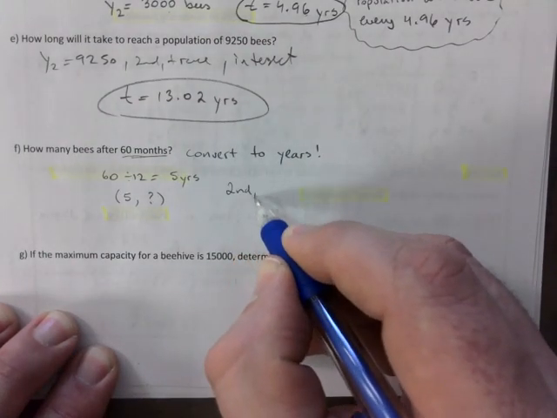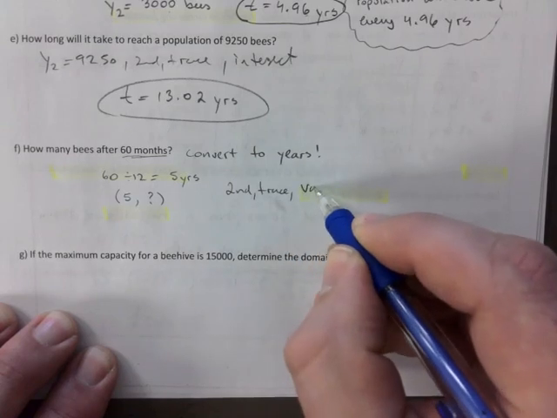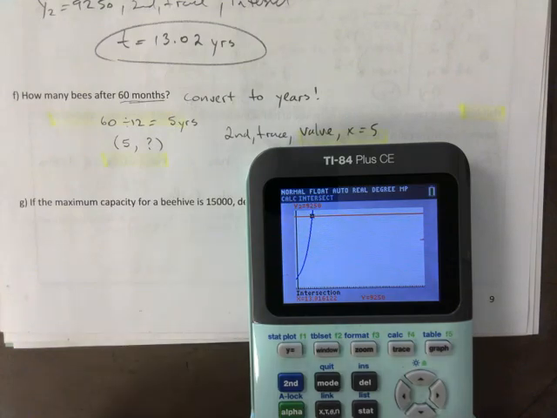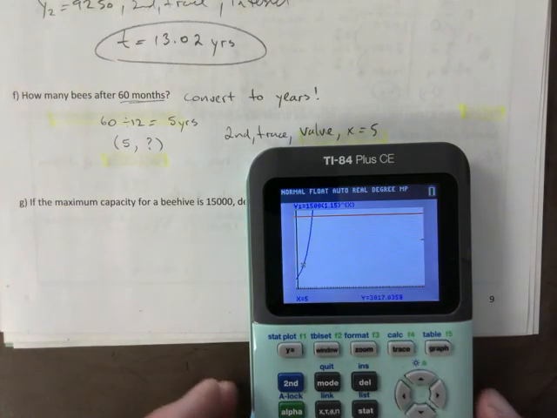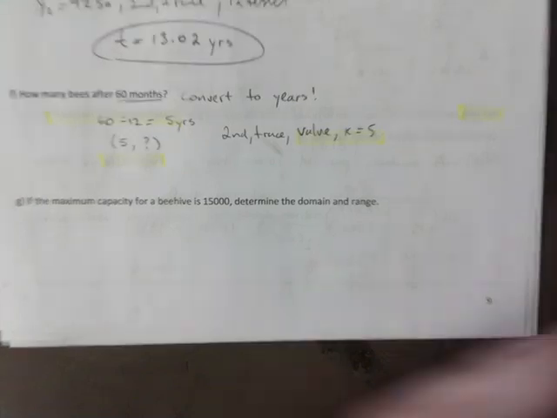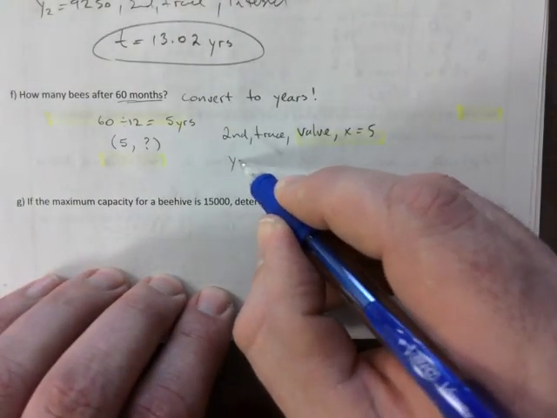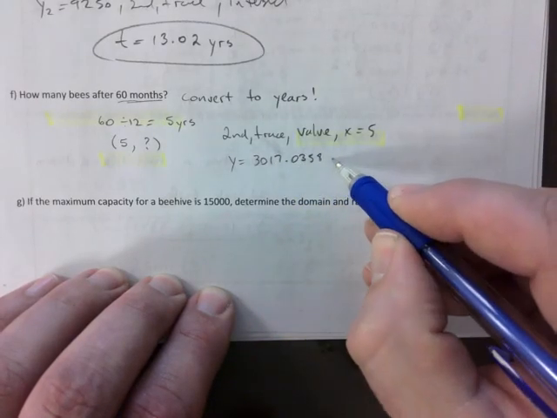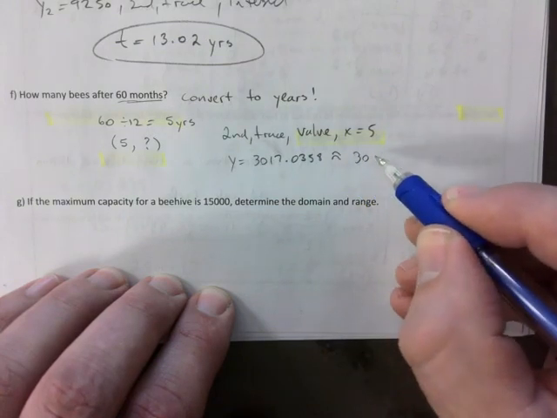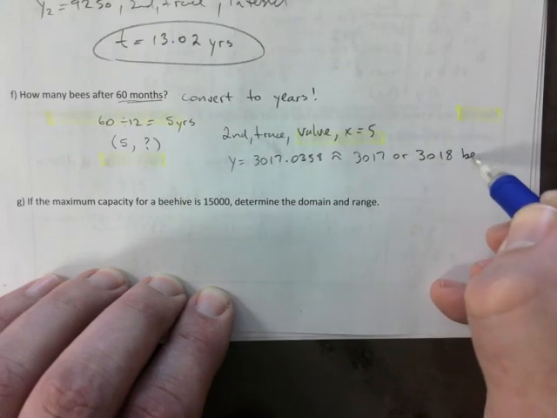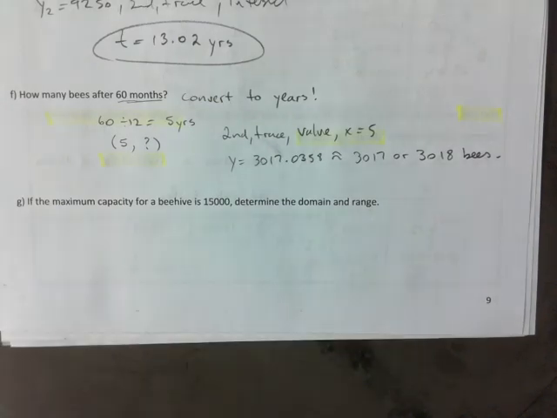So we're going to go second, trace, value, x is equal to 5. Second trace 1, x is equal to 5. 3017.04. Can you answer that way? No. I'm going to write down the whole thing. So you just round it at that point. 3017 or 3018 bees. No problem.